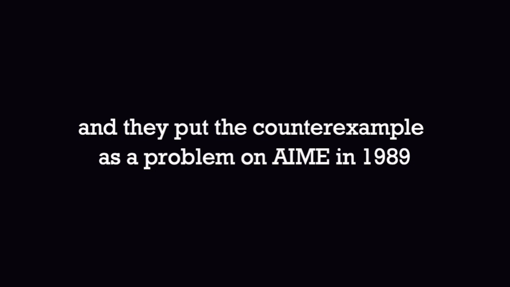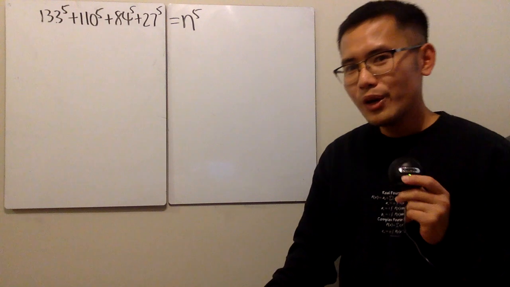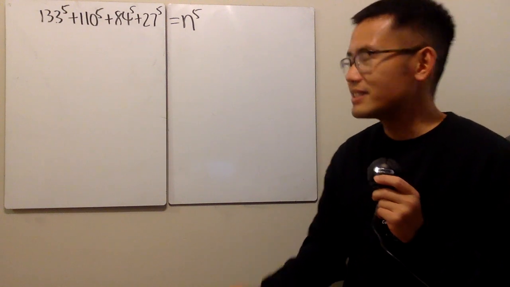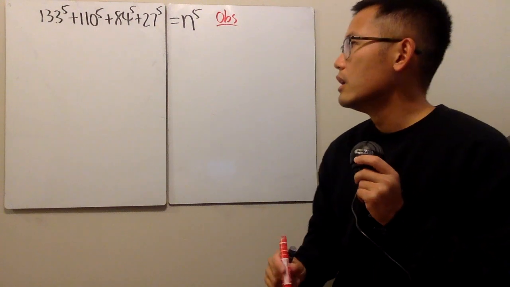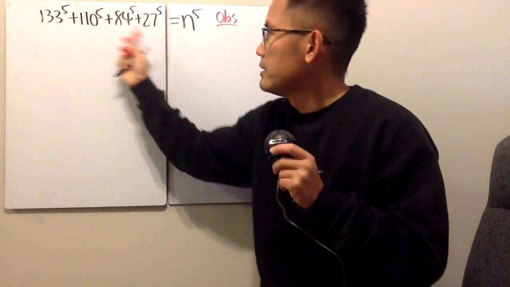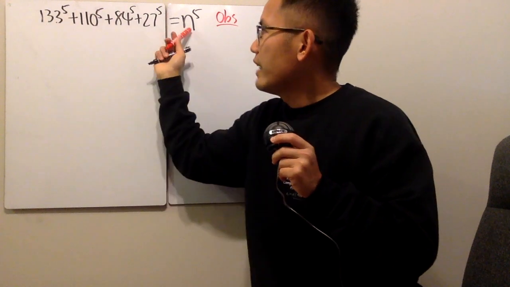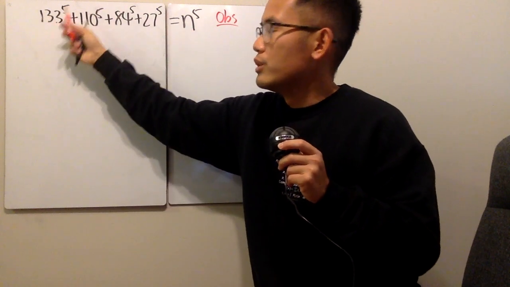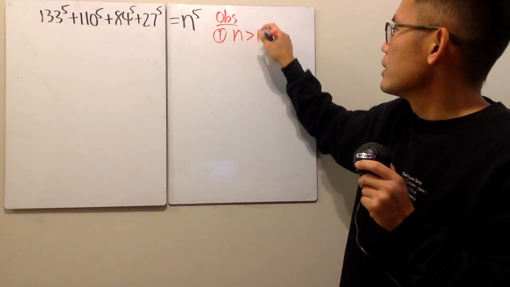And in 1989, they put this as an AIME problem. So now, let's go ahead and solve this question. Well, let's go ahead and make some observations. And of course, I will write this down right here for you guys. First of all, as we can see, based on this, this is the biggest. Of course, we can say that n has to be bigger than 133, right? So that's the first information that we have. n has to be bigger than 133.